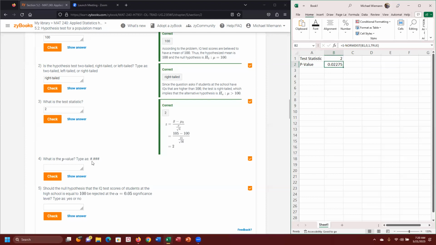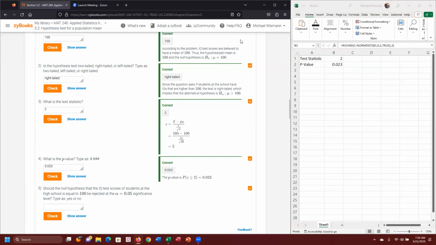0.02275. Now you'll notice over here, they want this as 3 decimal places. So I have to come back up to the formula. I'm going to round it to 3 decimal places. We did this back in week 4, where we showed how to do a round inside of Excel. That gets me 0.023, check it, and we've got our correct answer.